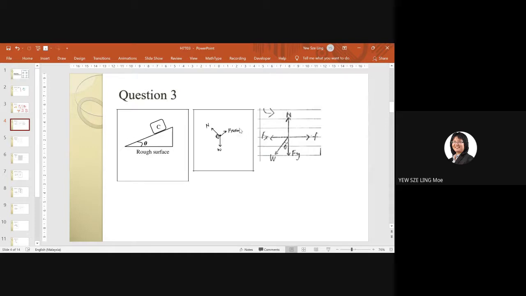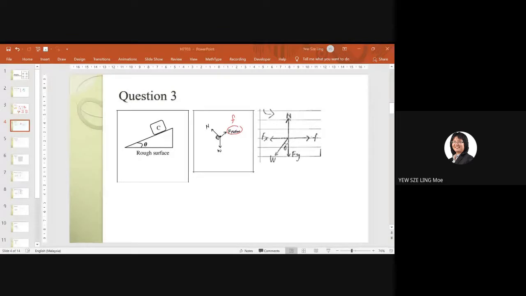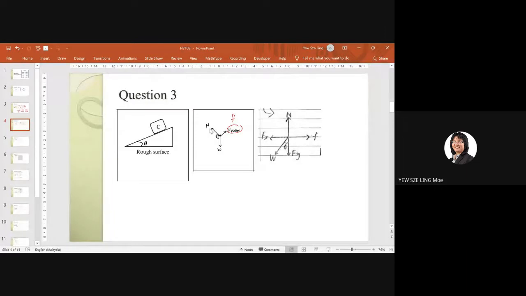But remember, what did I tell you in the previous class? Frictional force, the symbol is a small letter f. In your free body diagram, you must use a correct symbol. If the symbol is wrong, then it will be considered as wrong. So here, you have a frictional force that's going up, small letter f, which is correct. And then normal force, which is perpendicular to the surface, also correct. And then W, which is going down, which is also correct.